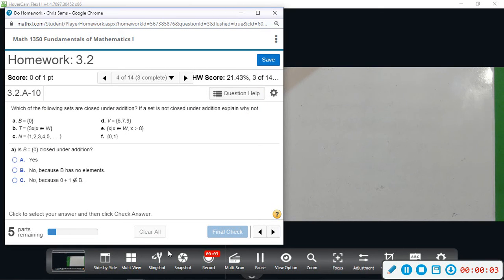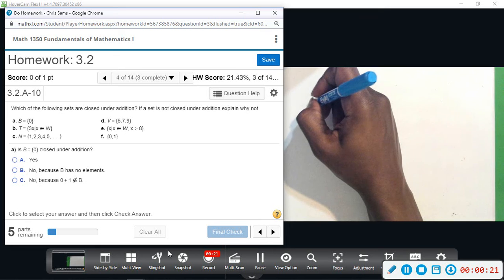All right, number 4, we want to know which of the following sets are closed under addition. If a set is not closed under addition, explain why. So closed under addition means if I take anything in the set and I add it to something else, I should get something that's in the set.